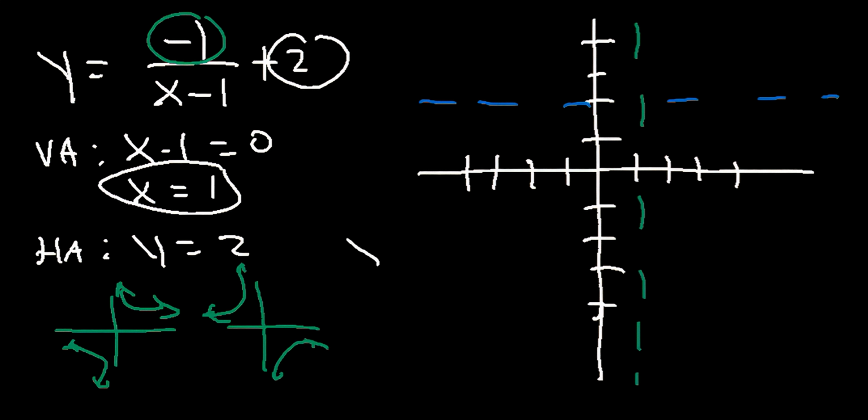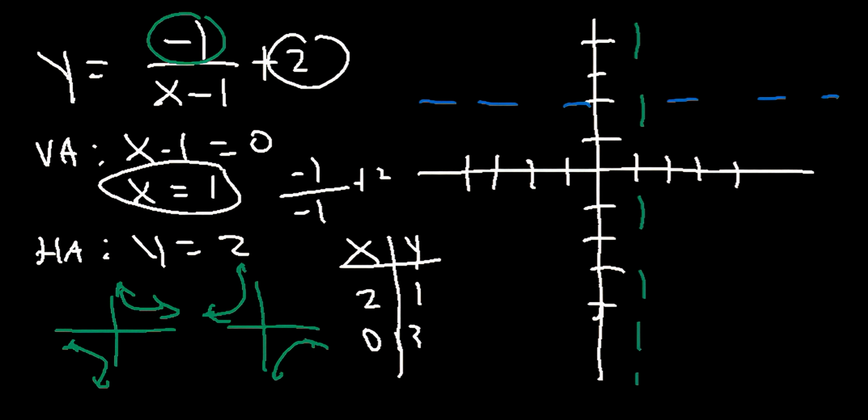So let's plug in points. Let's make a table. So I'm going to plug in 2 for x and 0 for x. 2 minus 1 is 1, but times negative 1 divided by 1 is negative 1 plus 2, so that's 1. If we plug in 0, it's going to be negative 1 over negative 1 plus 2, and we're going to get 3 if we plug in 0 for x.